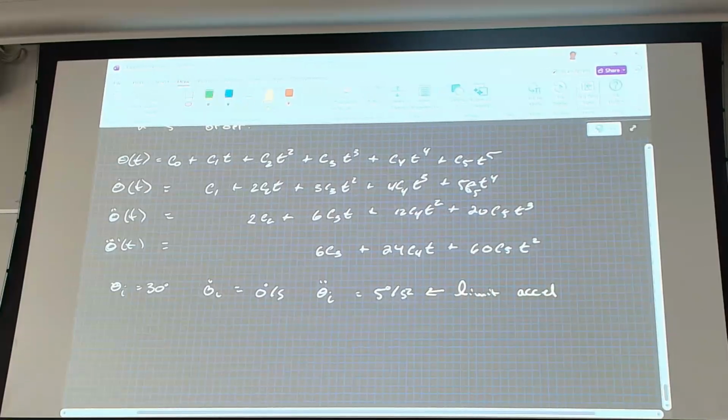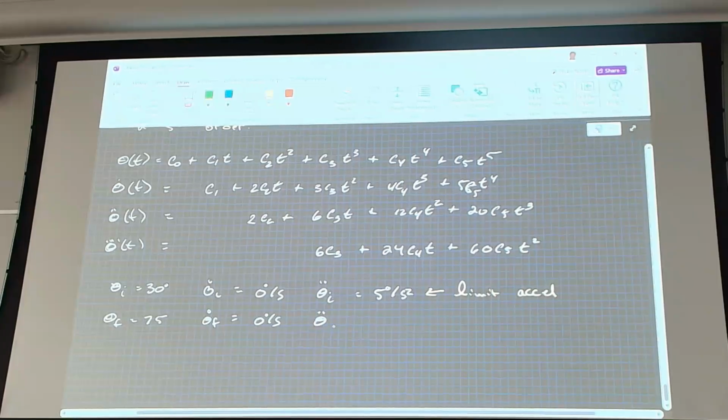Okay. We're going to say you cannot exceed 5 degrees per second squared because I can't afford the torque. I don't have it in my motor. And then my final theta final is going to be 75 degrees, theta dot final is still going to be 0 degrees per second, and my deceleration rate is still going to be minus 5 degrees per second squared. So I'm going to limit my accel, and I'm going to limit my decel.